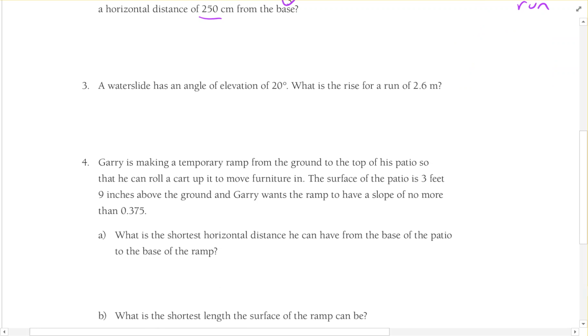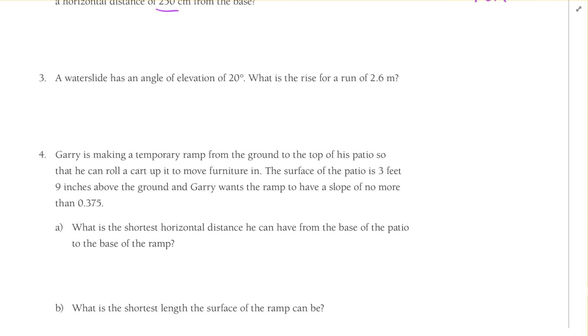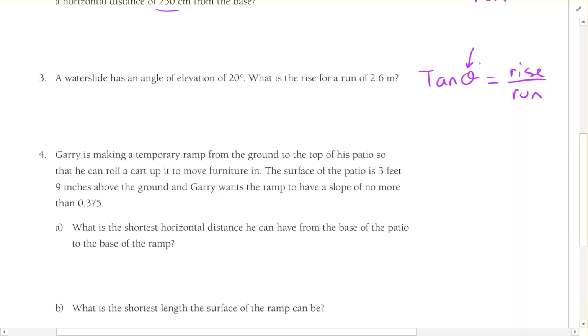Okay, number 3. A water slide has an angle of elevation of 20 degrees. What is the rise for a run of 2.6 meters? Okay, so for this one, I'll give you a little bit of a hand here. It comes from the formula tan theta, or tan of the angle, is equal to rise over run. So I'll fill that in for you, and just know that this is the angle, right? So that's going to be our 20 degrees.